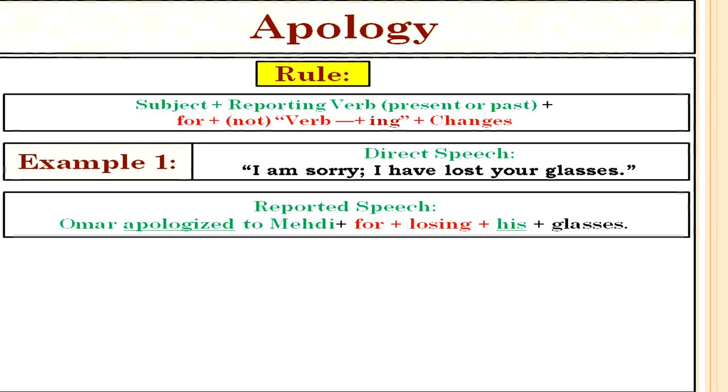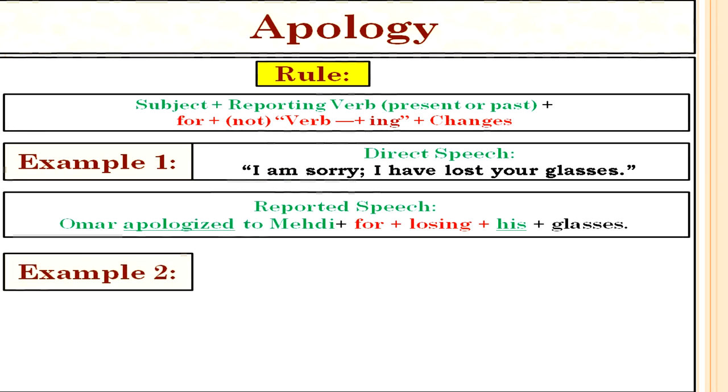Then we change your, which is a possessive adjective, and it becomes his, because we refer to Mehdi. So we cannot say your glasses, but we say his glasses. It means Mehdi's glasses. And the sentence is finished. Let's now study example number 2.